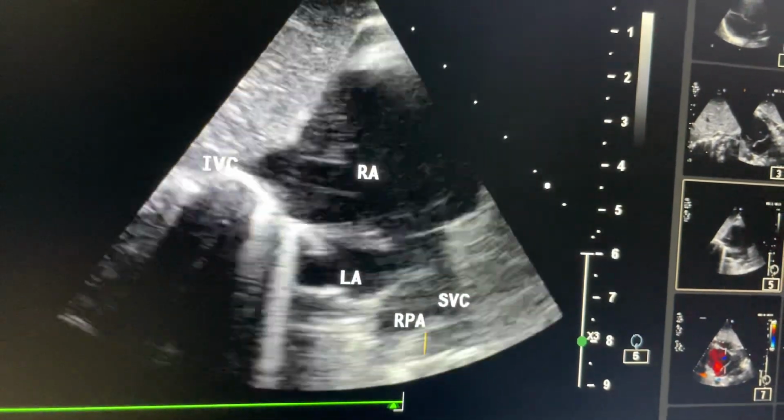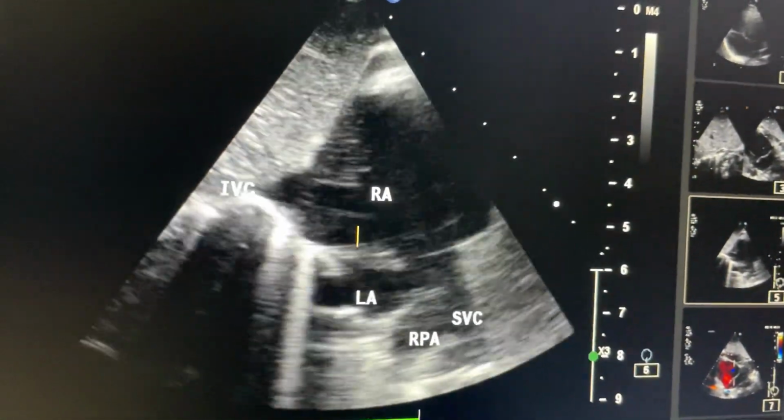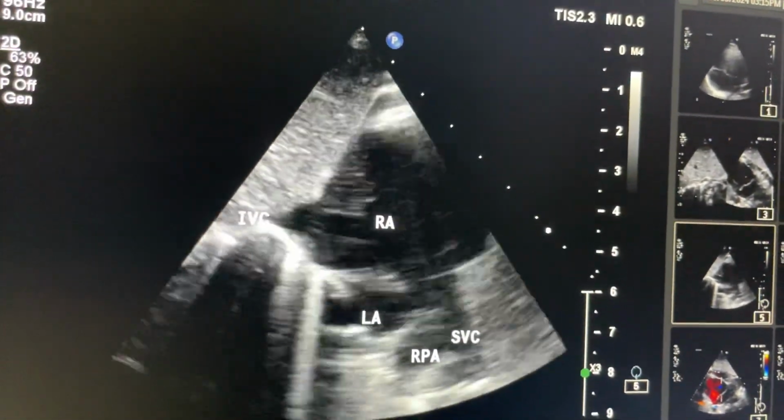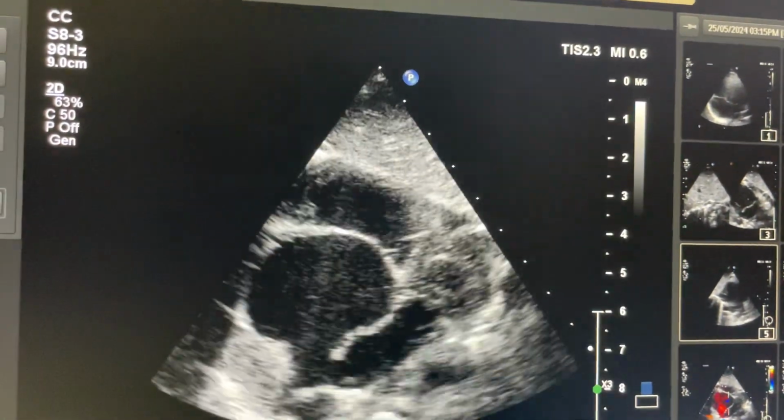This is right pulmonary artery. So you can see this is bicaval view. In bicaval view you can easily find sinus venosus ASD. That is the important point to learn from this image.